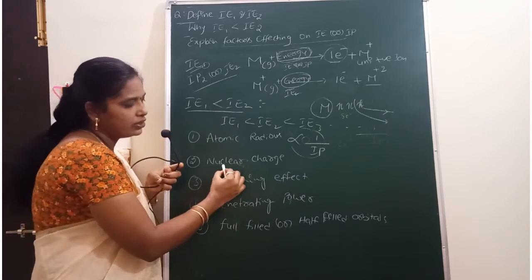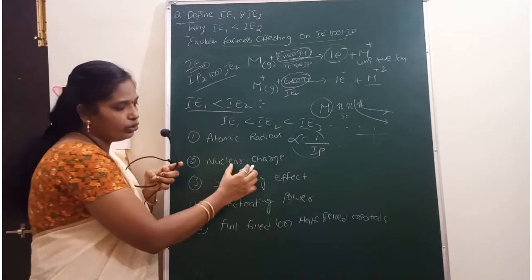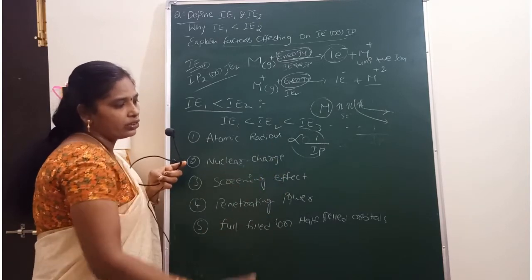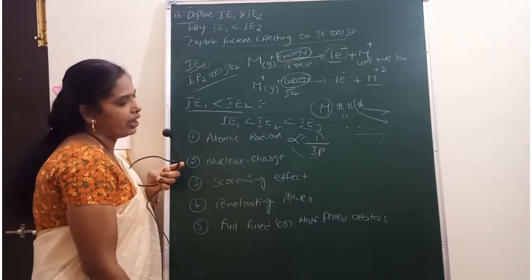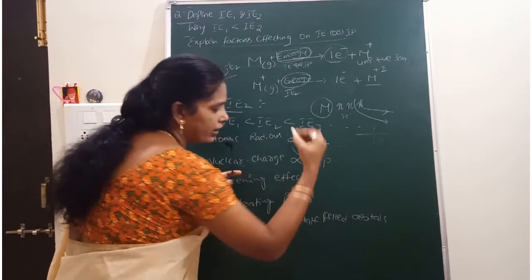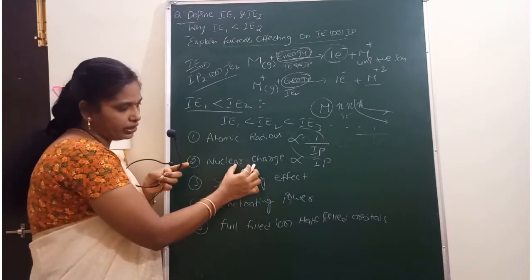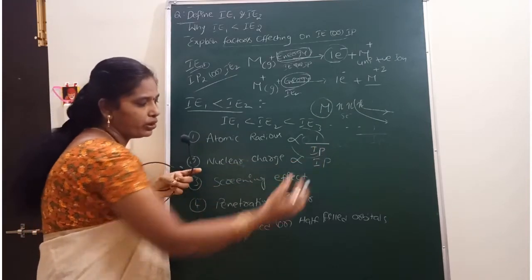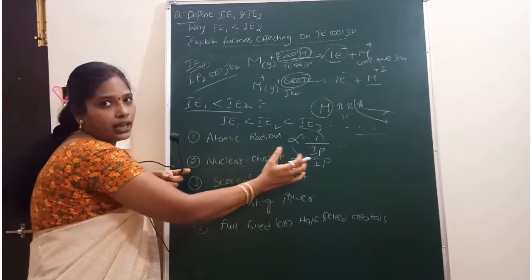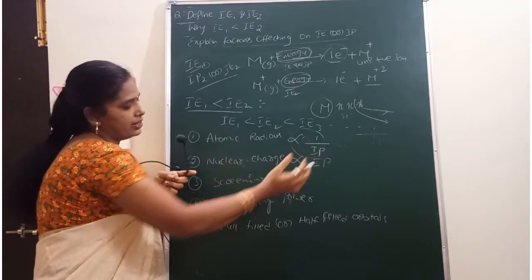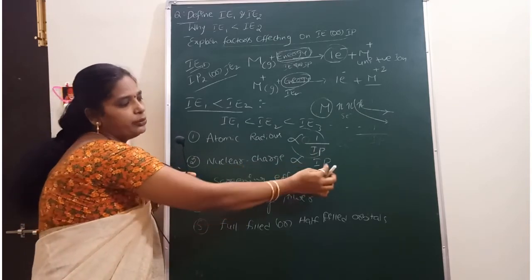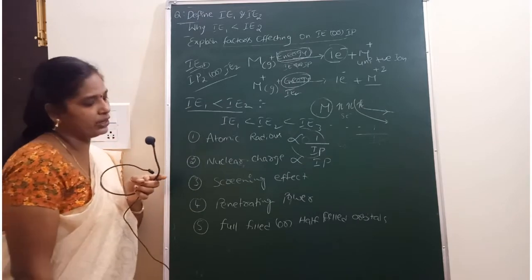The next one is nuclear charge. If the nuclear charge on the electrons is heavy, removing electrons is very tough. That's why nuclear charge is directly proportional to the ionization potential. Nuclear charge increases, ionization potential also increases. Nuclear charge decreases, ionization potential decreases.